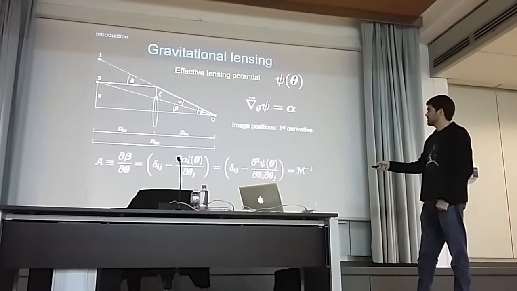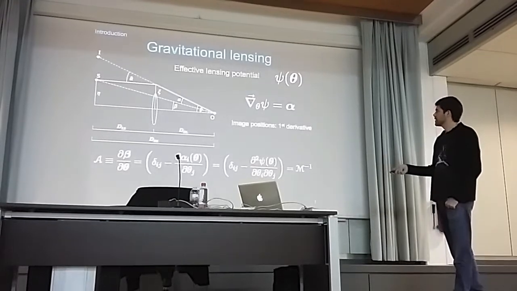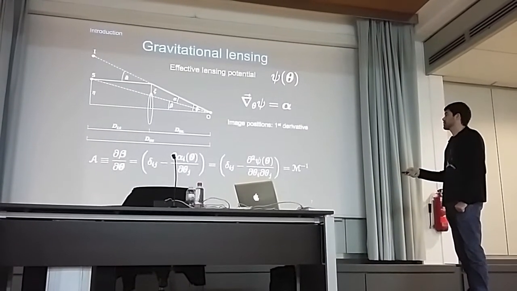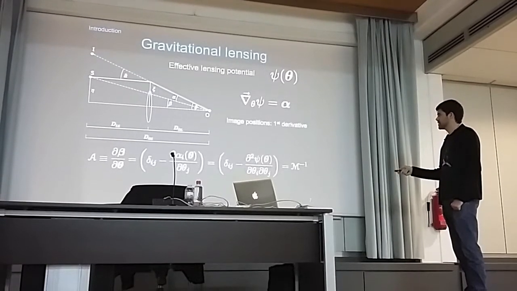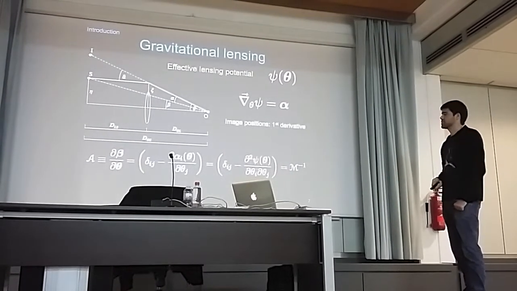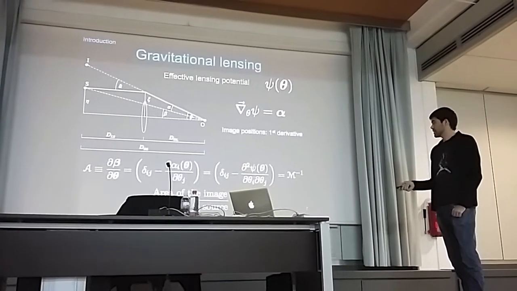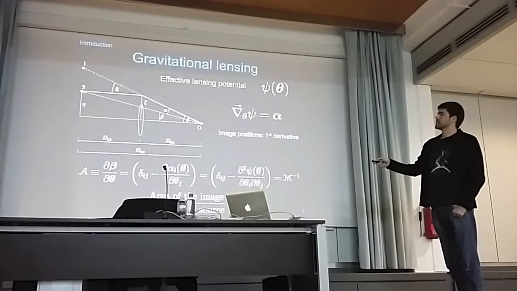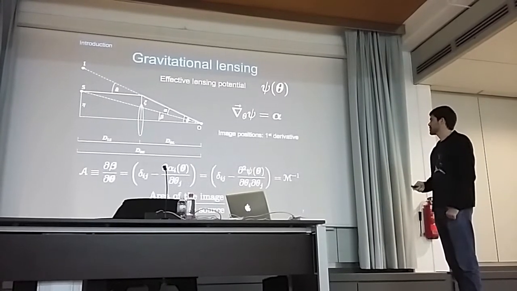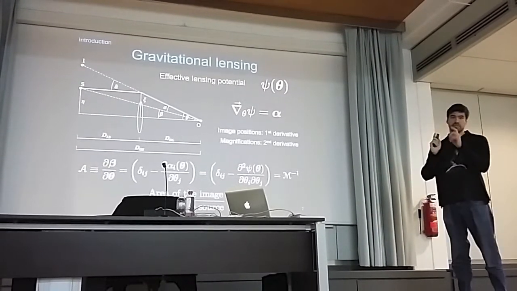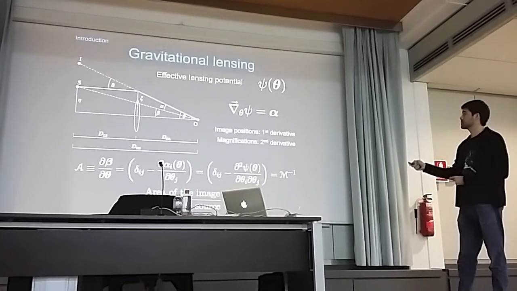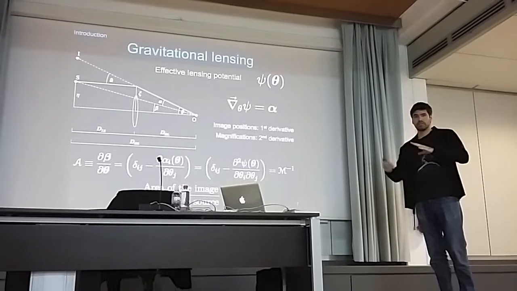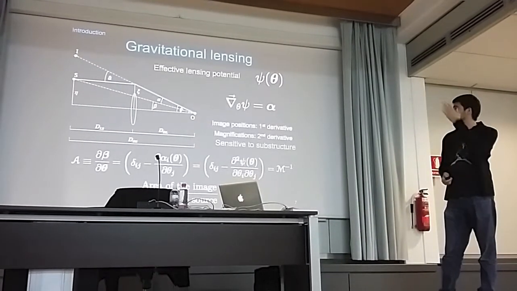We need to do the derivative of the deflection angle, which means the second derivative of the potential. And this matrix is the inverse of the magnification matrix, and it's called that because the determinant gives us the magnification that an element of the source plane will have. But the important thing to remember is the magnifications of the images of the quasar depend on the second derivative of the potential, which means they are more sensitive to possible substructure in the lens.